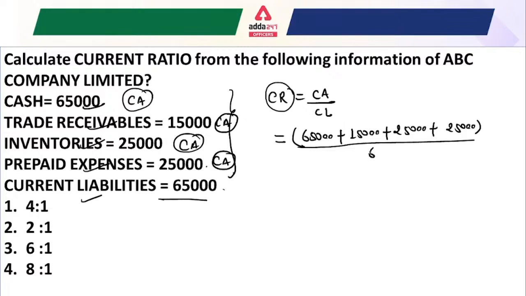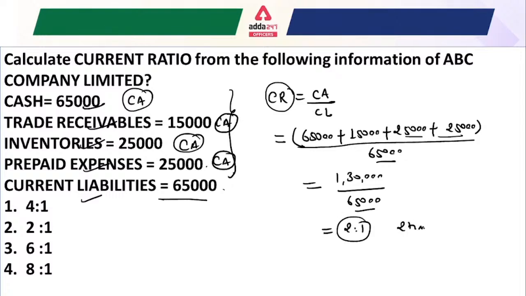So what will be the answer here? Just calculate and tell me. That will be 130,000, isn't it? And it is divided by the 65,000. So what will be the value here? Your value would be 2:1. Either say 2:1 or say 2 times, right? So your answer would be 2:1. I hope it is now clear for everyone. Okay, I think everyone has done this question.